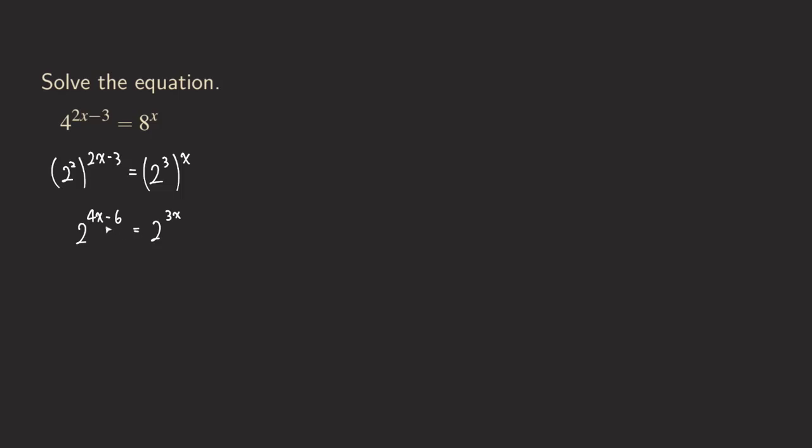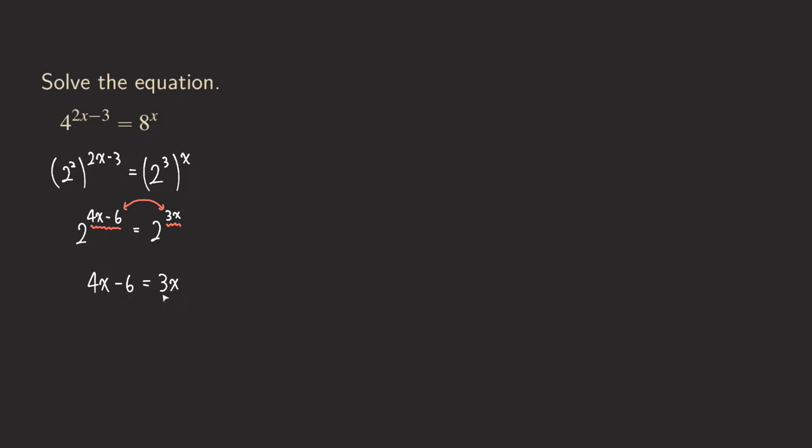Now, just like the previous example, this exponent here and this exponent must be equal to each other. Why? Because their bases are the same and the two sides are equal, right? So we can say we have 4x minus 6 is equal to 3x. This one is slightly more complicated than the previous example, but it's still quite simple, right?